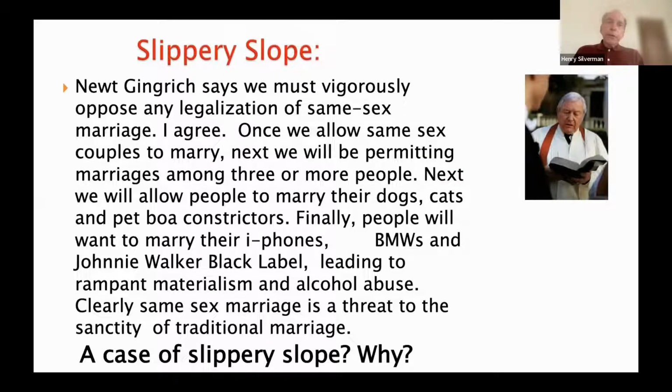Well, yeah, Newt Gingrich, who used to be a senator in the US, says we must vigorously oppose any legalization of same-sex marriage. Once we allow same-sex couples to marry, next we will be permitting marriages among 3 or more people. Next, we will allow people to marry their dogs, cats, and boa constrictors. Finally, people will want to marry their iPhones.